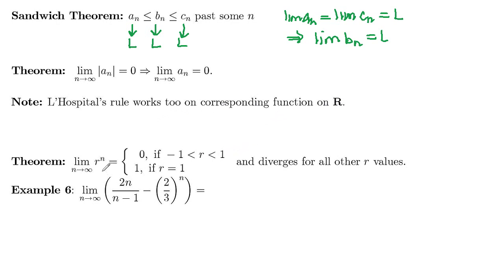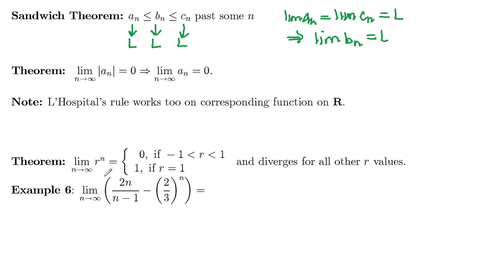And then the last theorem: if you take the limit of r to the n as n goes to infinity, you're going to get 0 if r is between -1 and 1. So if you take powers of numbers that are less than 1 in absolute value, they get smaller. It equals 1 if r equals 1, and it diverges for all other values. So if your number is bigger than 1 and you take powers of it, it's not going to converge to anything.